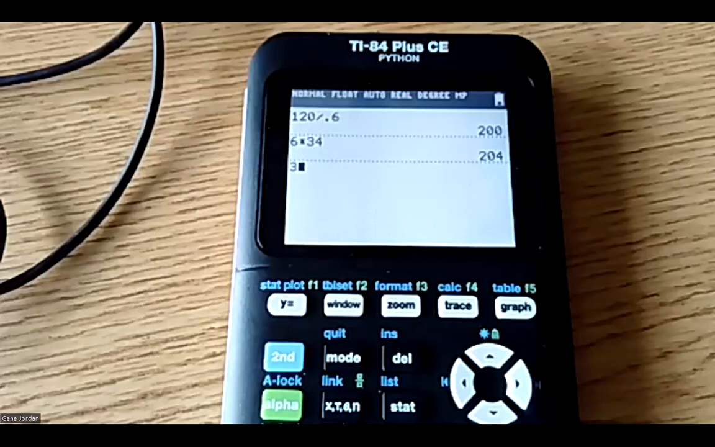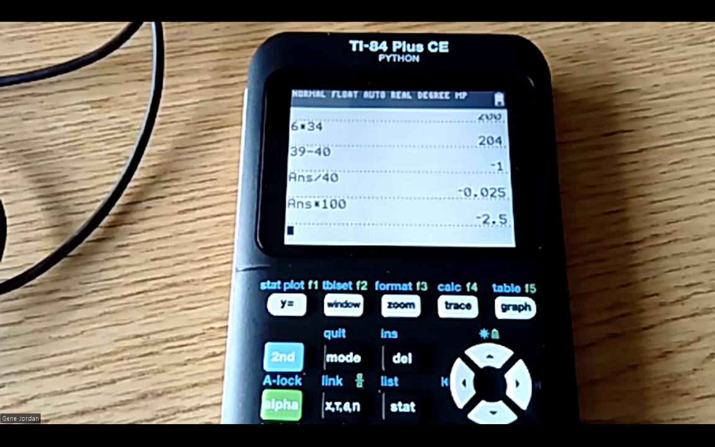So we had 39 minus the 40, divided by the 40, times 100. And that gives us negative 2.5%. That's all there is to it.